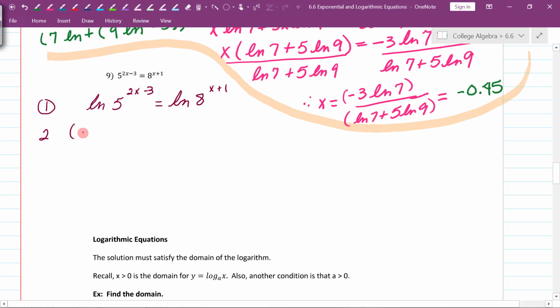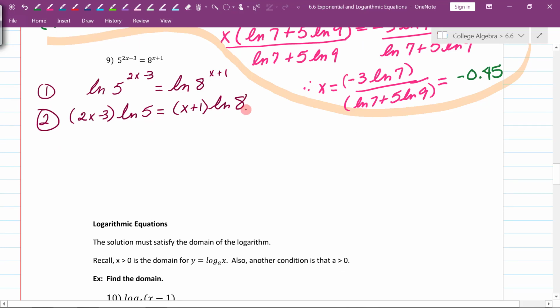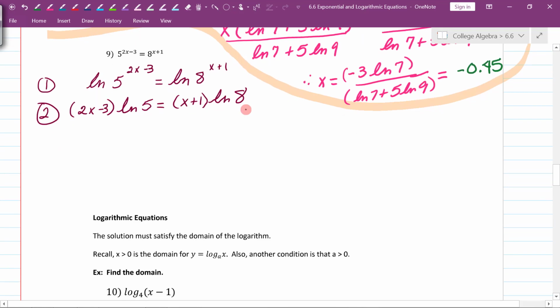So that's (2x-3) times the natural log of 5 is equal to (x+1) times the natural log of 8. I switched pens a little bit, and as you can see, it's a little shaky. I apologize for that. Hopefully that'll settle out.